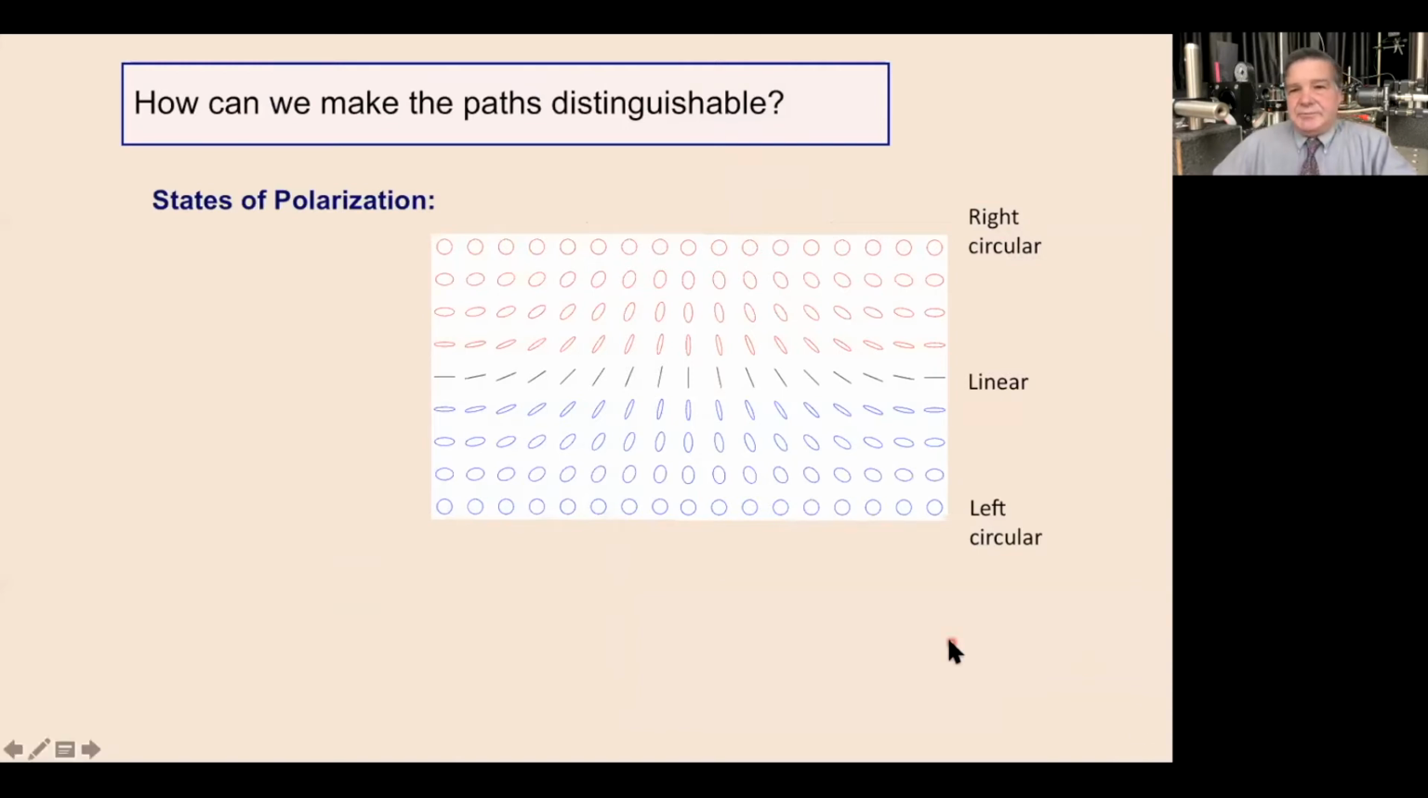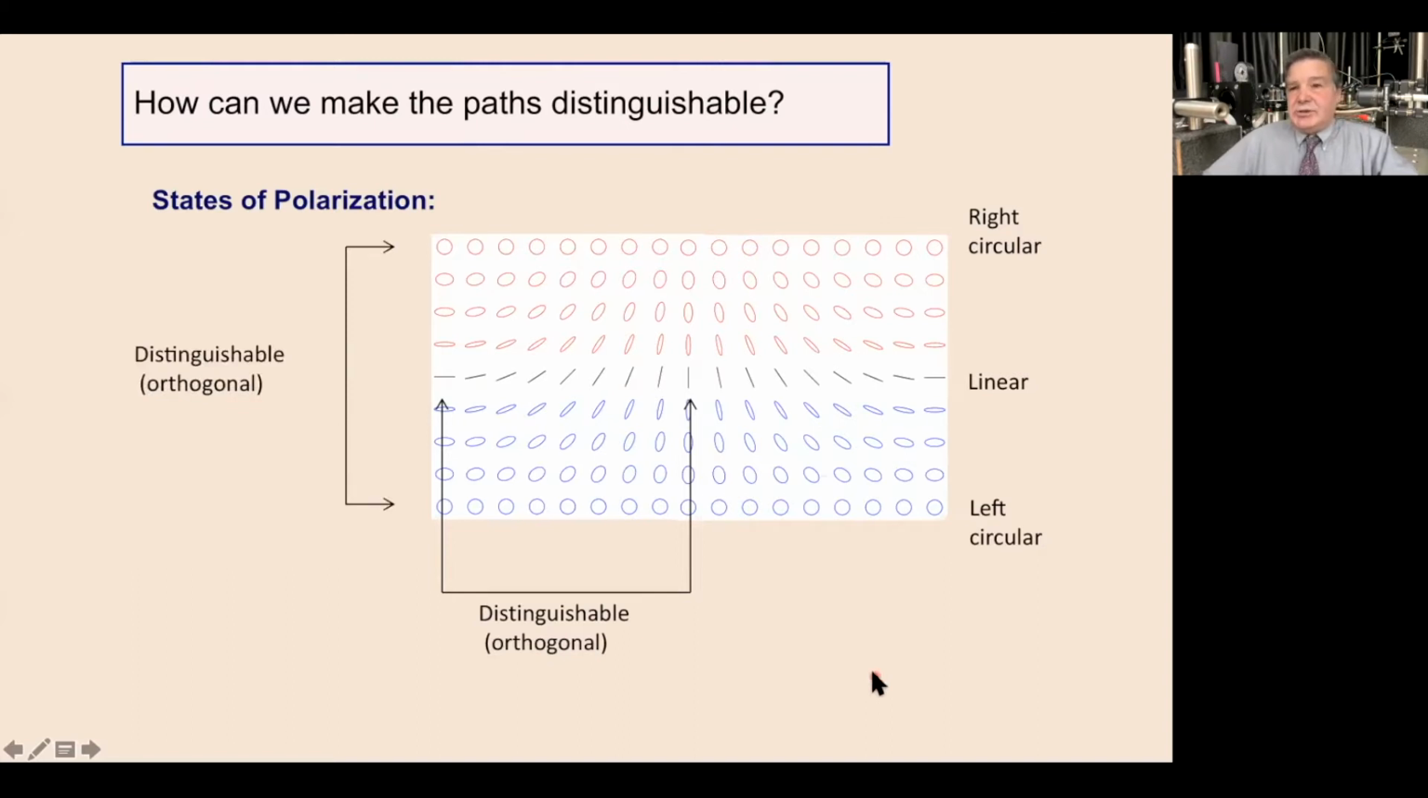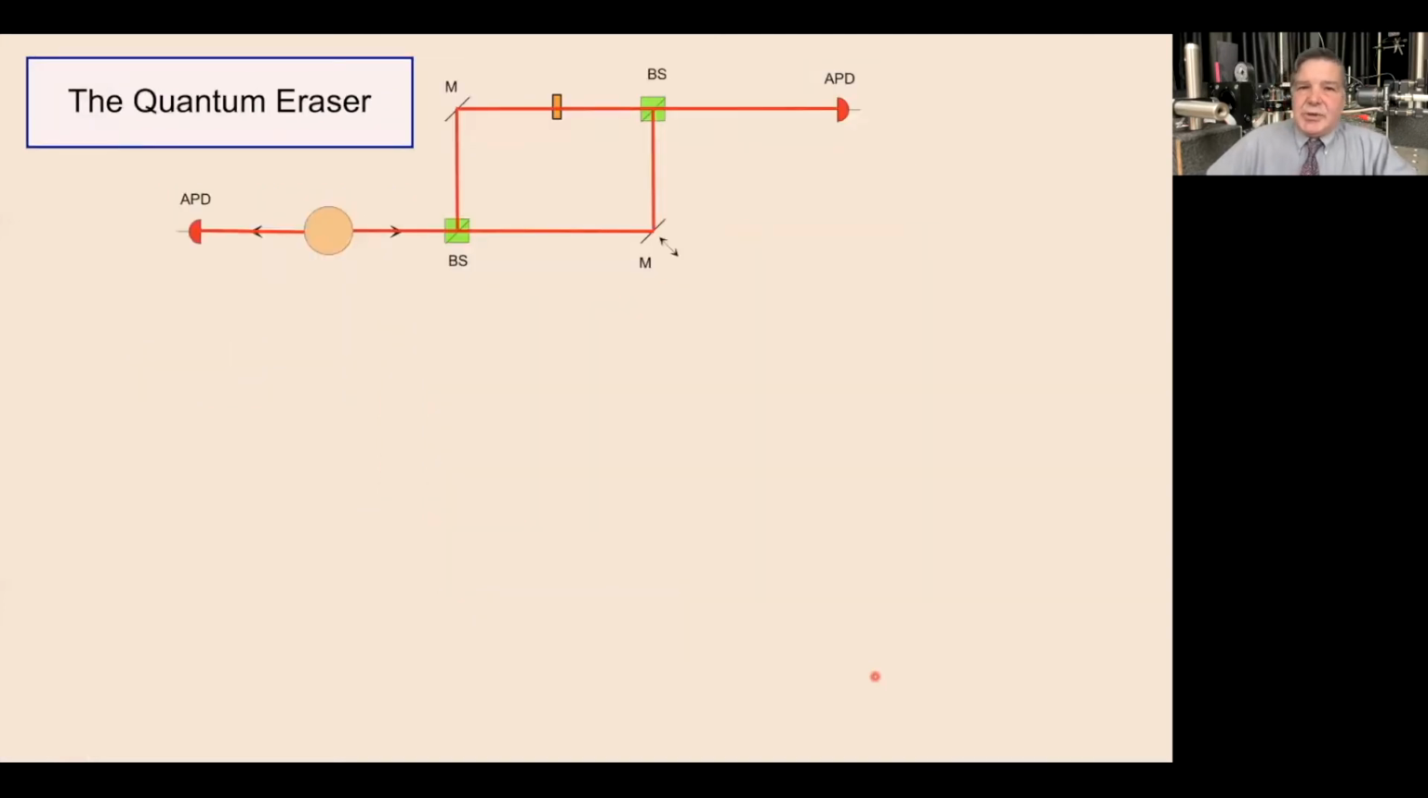Okay, but now how about making the paths distinguishable? Here, we need to find a way to make them distinguishable, and what we can do is use the polarization of the light. These are all the possible states of polarization of the light: linear, circular, and elliptical in any other places. Of course, the simplest are photons that are orthogonally polarized, say vertical and horizontal. We could use right and left circular, but that's more complicated. So we'll do the simplest thing. Here's what we're going to do.